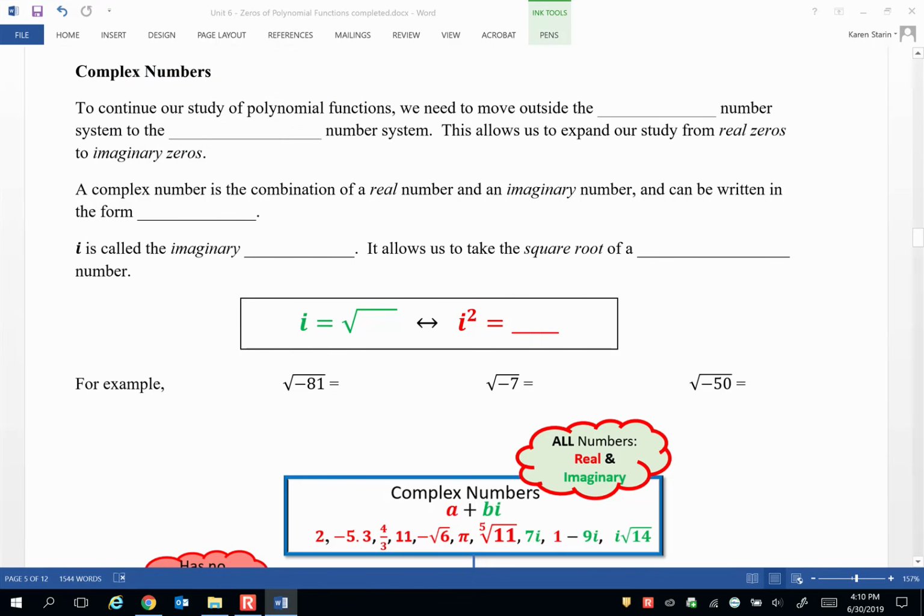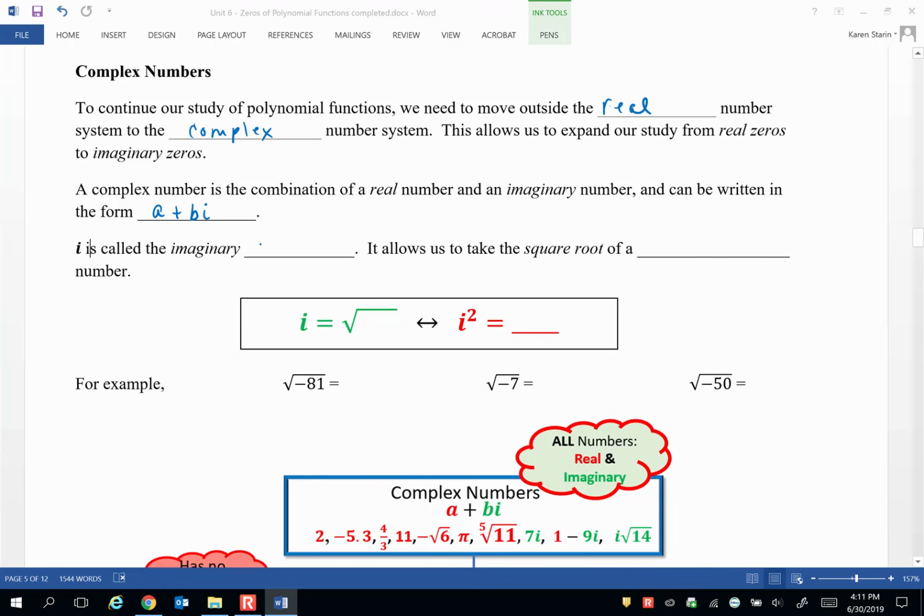To continue our study of polynomial functions, we need to move outside the real number system to the complex number system. This allows us to expand our study from real zeros to imaginary zeros. So a complex number is the combination of a real part and an imaginary part, and can be written in this form: a plus bi.